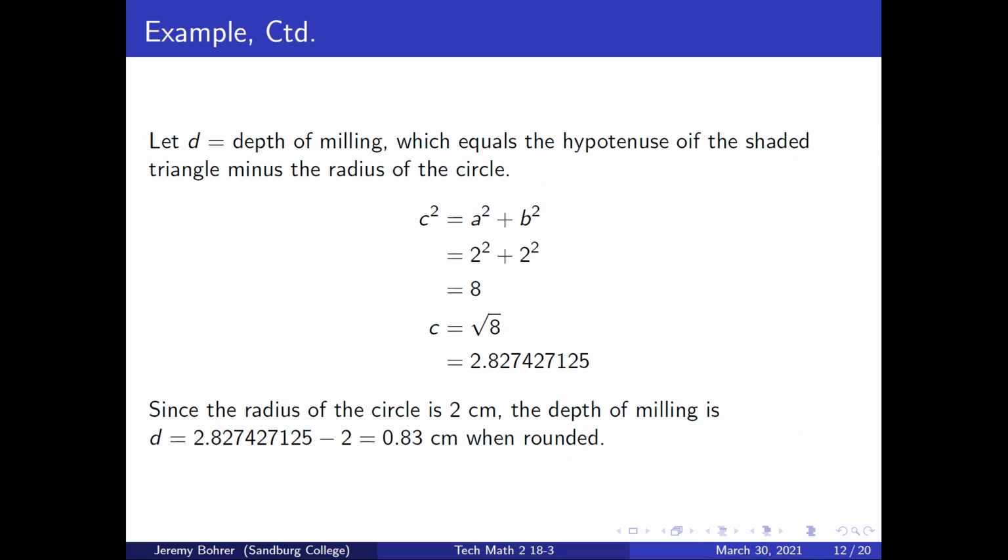Then C squared equals A squared plus B squared, which is 2 squared plus 2 squared, which is 8. So C equals the square root of 8, which is 2.827427125. Since the radius of the circle is 2 centimeters, the depth of milling is D equals 2.827427125 minus 2, or about 0.83 centimeters when rounded.